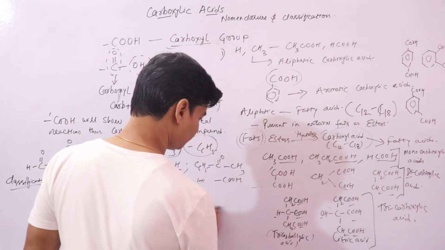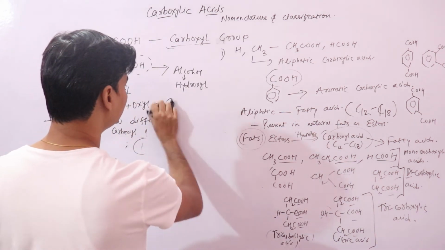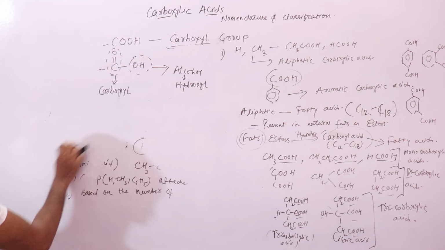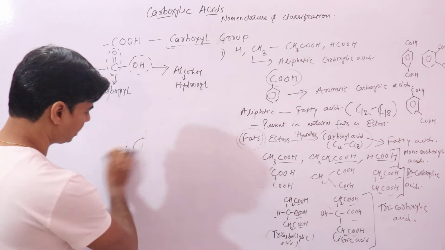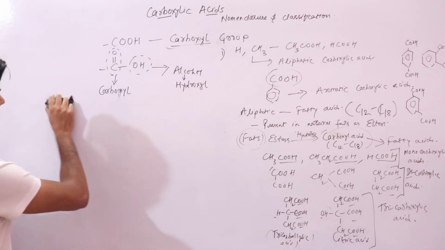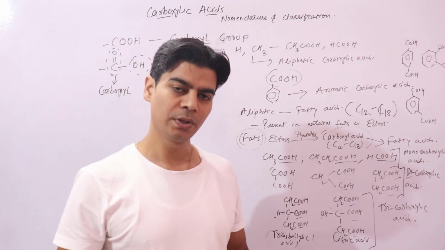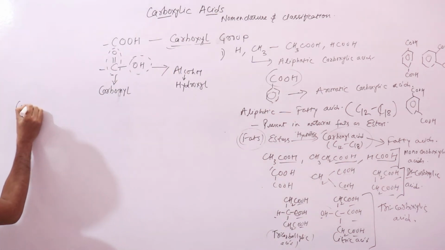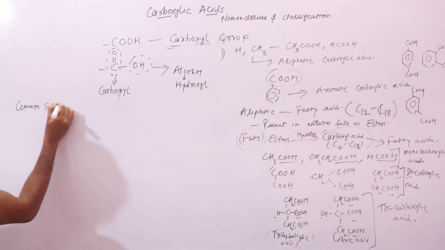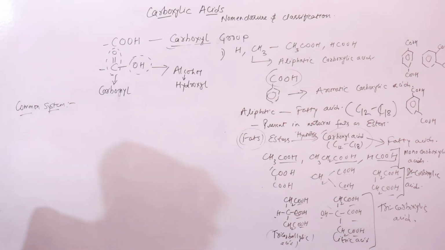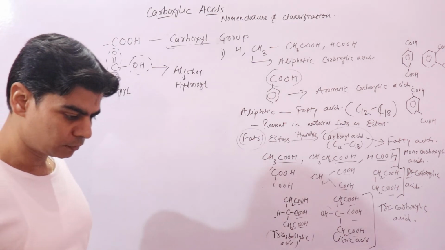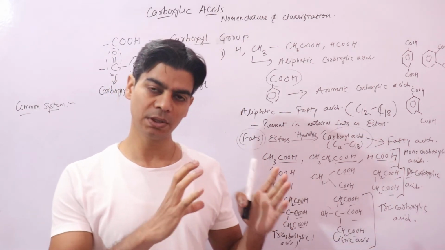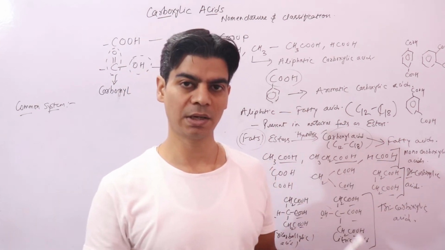Naming carboxylic acids. As we have been naming other organic compounds, we name these organic compounds based on the common system and the IUPAC system, right? So naming is by the common system. When we talk about the common system, the name of some acids is derived from the source from which these acids are obtained.